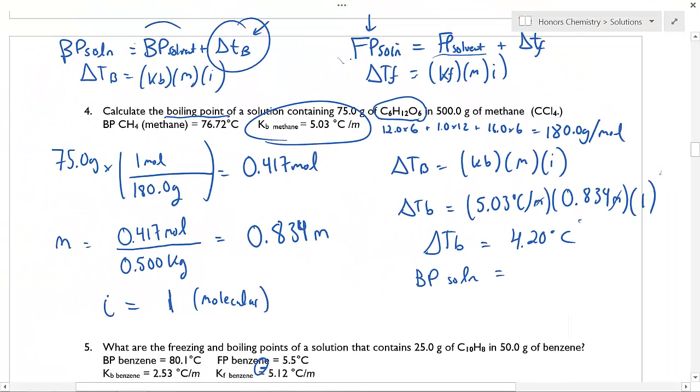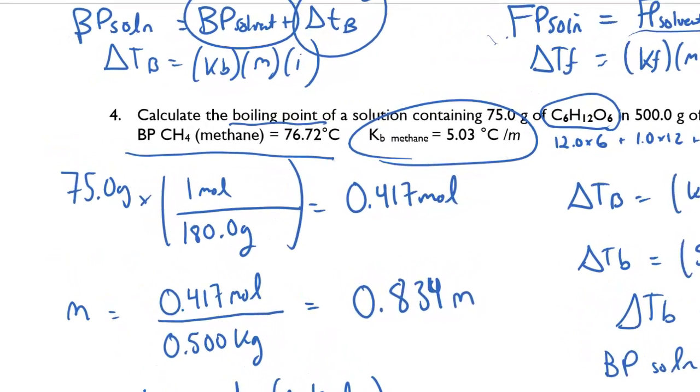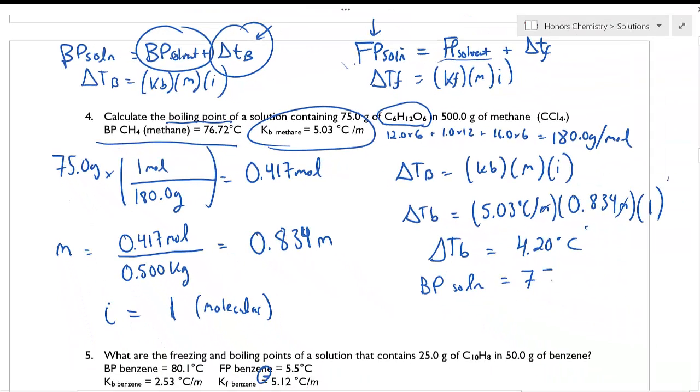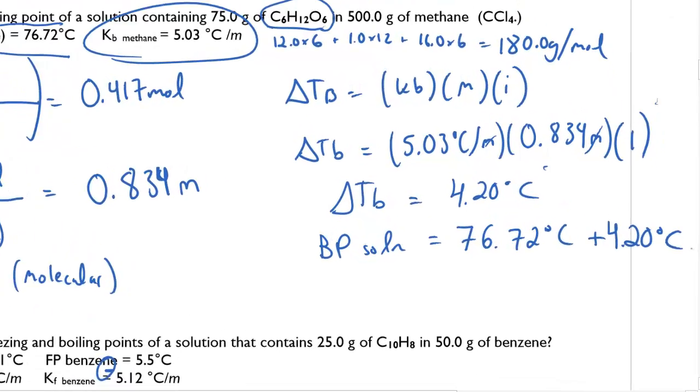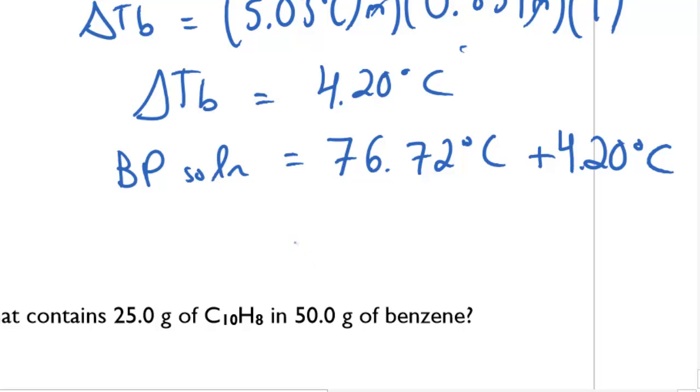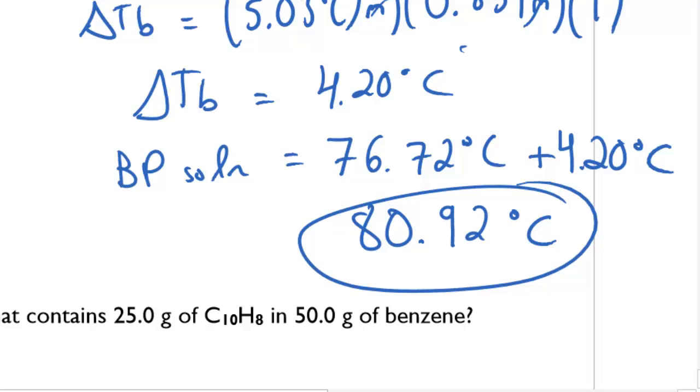To find the overall boiling point of my solution, we take the original boiling point of my solvent. My solvent's not water anymore, but luckily, the problem gives me the boiling point of my solvent. Methane actually boils at 76.72 degrees Celsius. That's my original boiling point, and then we add the boiling point elevation, the 4.20 degrees Celsius that my solute caused, giving us a final boiling point of 80.92 degrees Celsius for my solution.